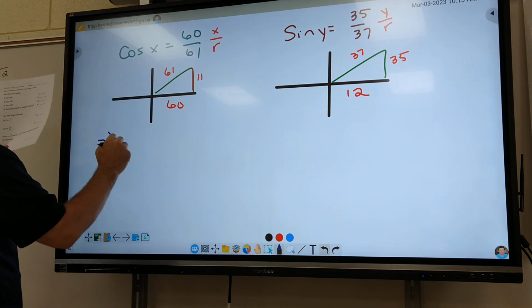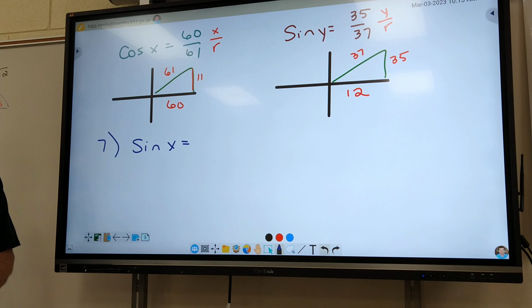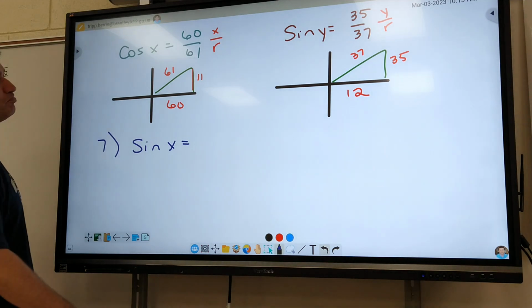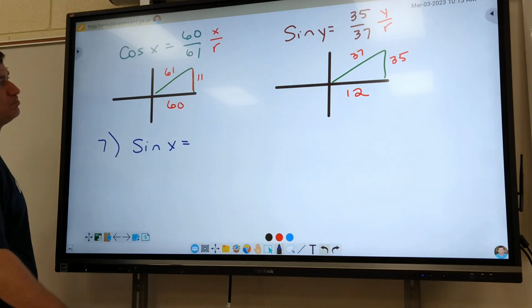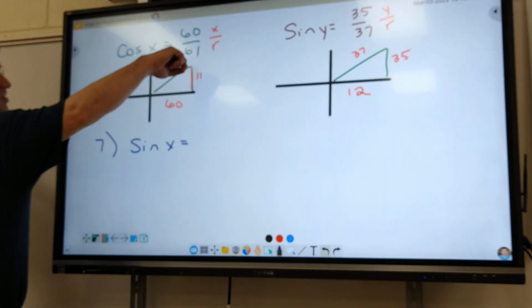Number 7 says, find sine of x. Matthew, which triangle do I look at if it says sine of x? The first one, all right. What's the formula for sine? What's my fraction going to be if I put y on top and r on the bottom? 60 over 61. Look, sine is y. Your y-axis goes up and down.